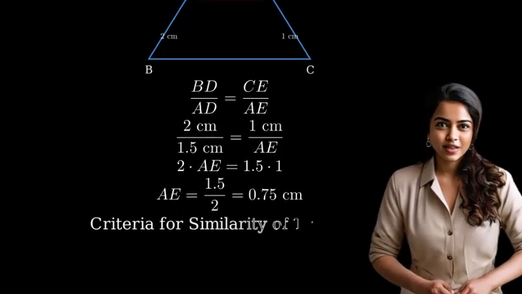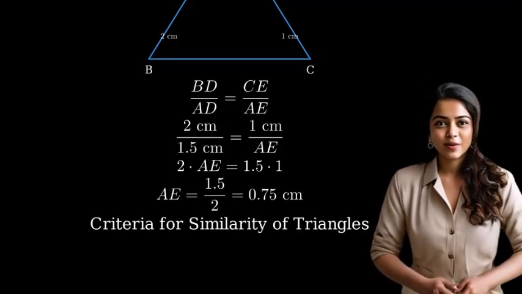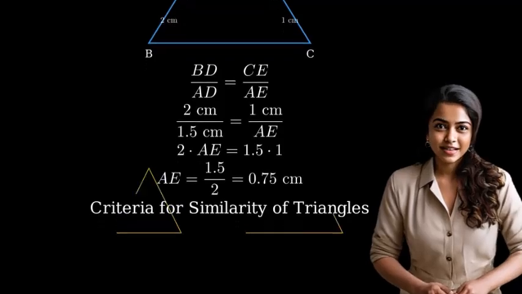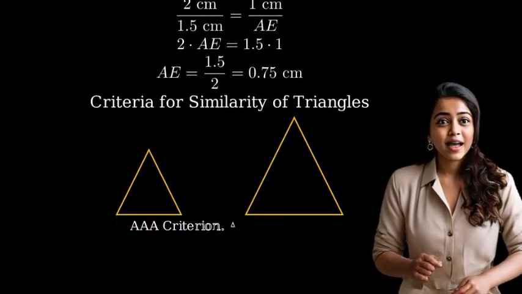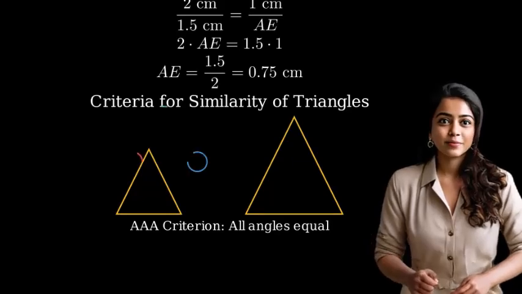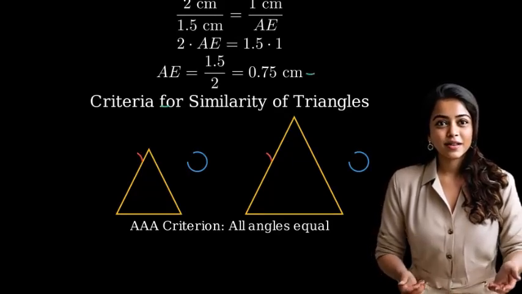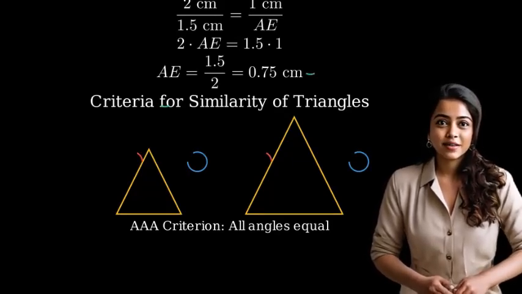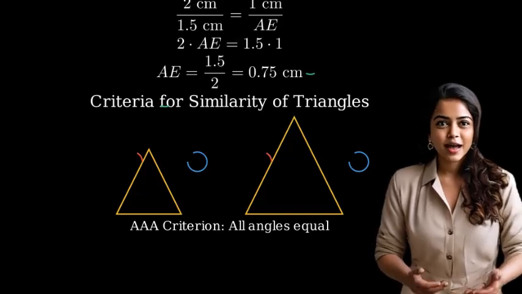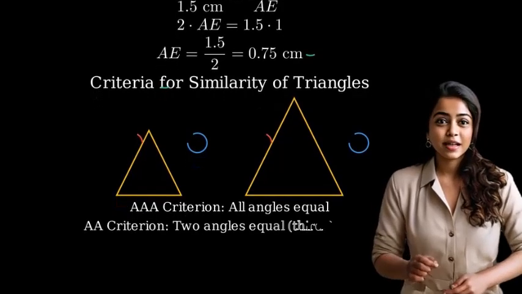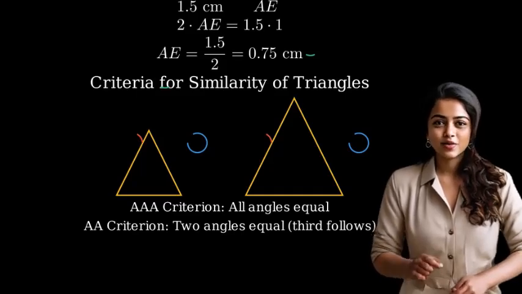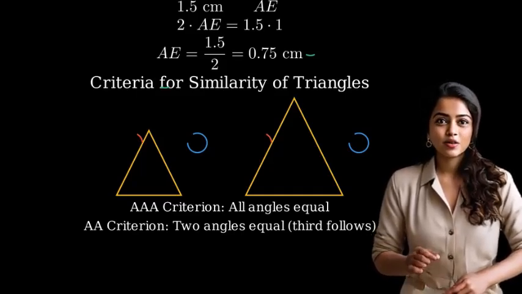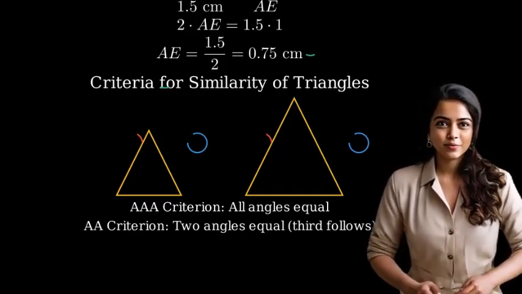Now, let's learn about the criteria for determining when two triangles are similar. There are several ways to prove that triangles are similar. The first is the AAA criterion. If all three angles of one triangle are equal to the corresponding angles of another triangle, then the triangles are similar. Since the sum of angles in any triangle is 180 degrees, if two angles are equal, the third will also be equal. So we also have the AA criterion.